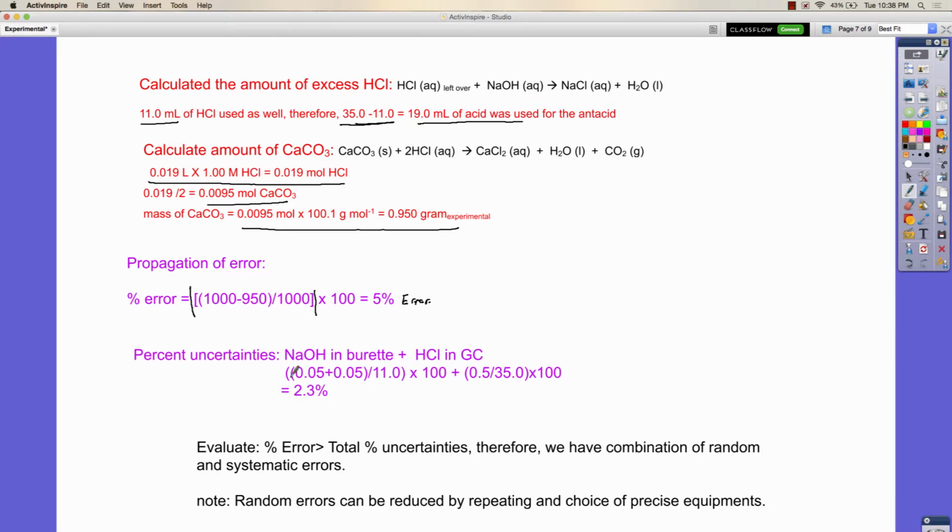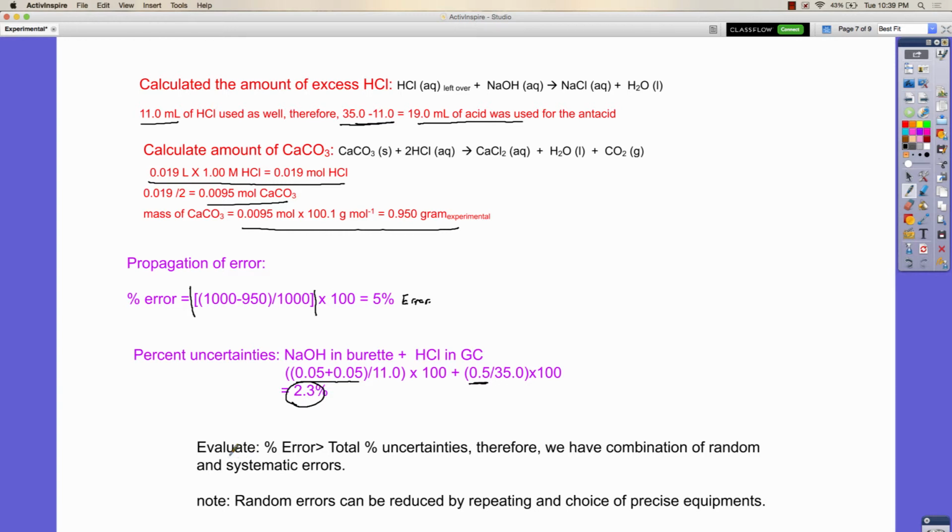For percent uncertainties, there is one for NaOH in the burette and one for HCl in the graduated cylinder. For the burette, since the 11 ml was two readings, 0 and then 11, I'm adding both absolute uncertainties. The burette was analog, so it's half of the smallest reading. And the graduated cylinder is also half of the smallest reading, which is 1 ml, so that's 0.5. You divide by the number times 100, divide by the number times 100, and I get 2.3% uncertainty.